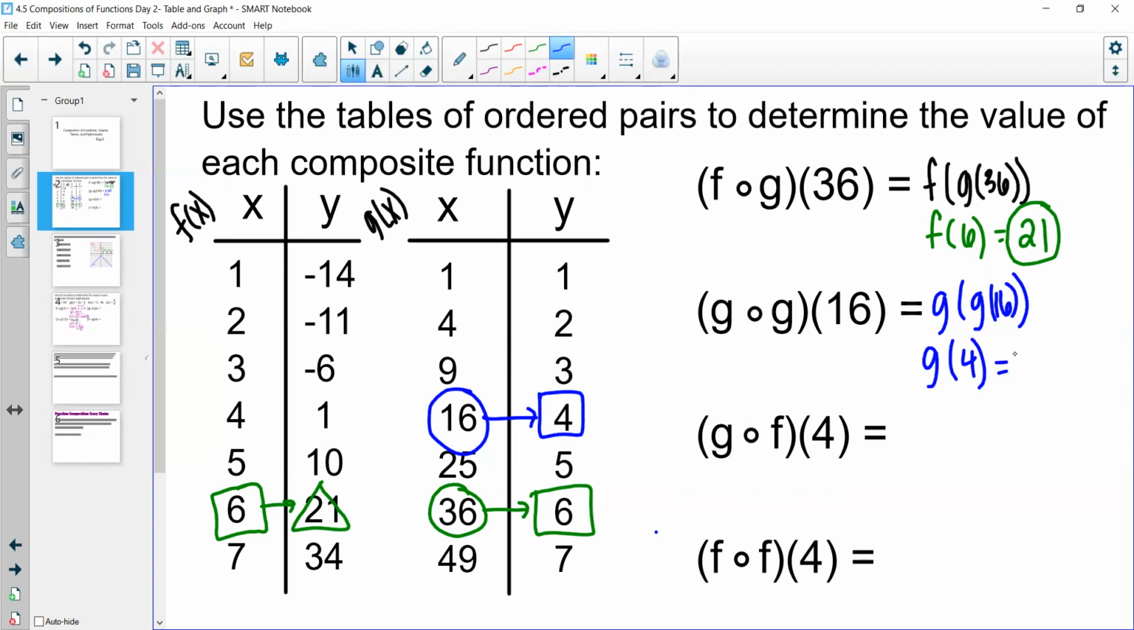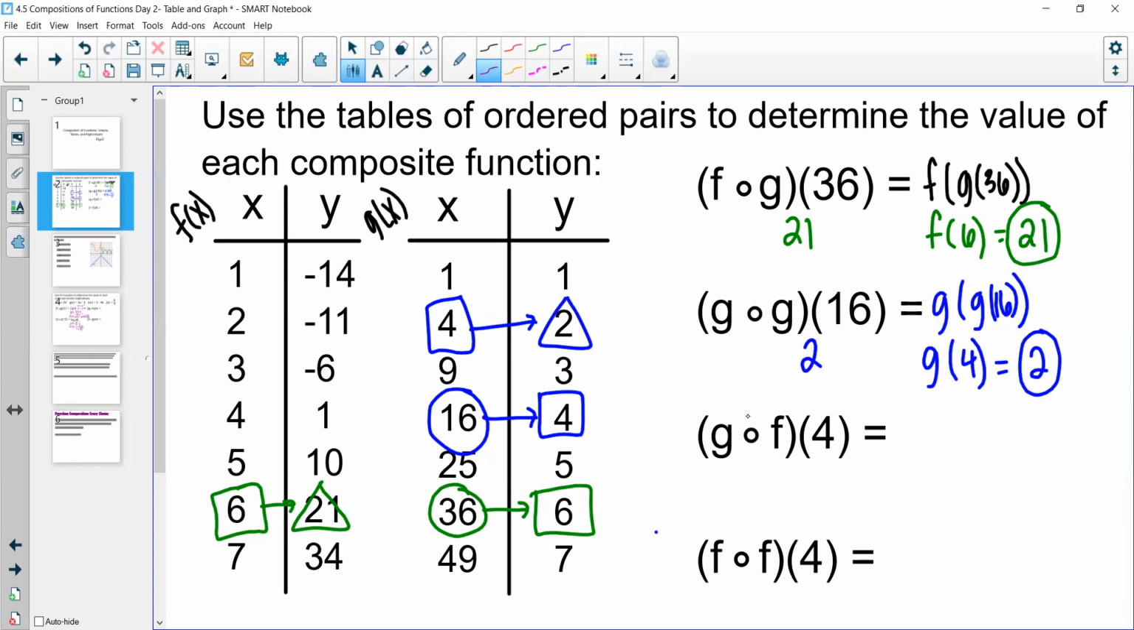As we figure out our output of 4, we come over here and notice it's g of 4 again, so we're going to stick with this function. We're going to go to 4 and look at 2. So what does this equal? 2. So g composed of g at 16 is equal to 2, just like how f composed of g at 36 is equal to 21. So we can kind of see how that pattern works.